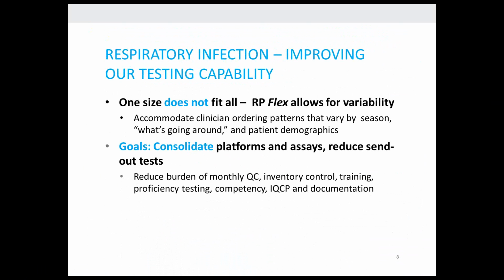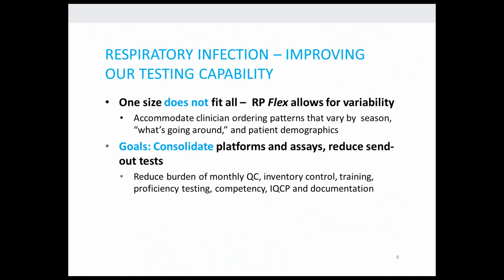So we can accommodate the clinician ordering patterns that vary by season and what's going around, and also the patient demographics. So with the what's going around type thing, when school starts, what are we seeing? And that seems to vary by the month of the year. Patient demographics, sometimes it's very young patients, sometimes old, or sometimes immunocompromised, and these sometimes have different needs for testing. So we wanted our clinicians to be able to make those changes based on that.